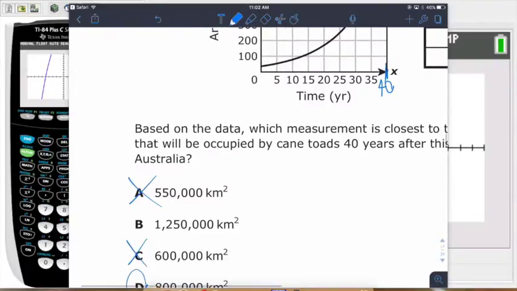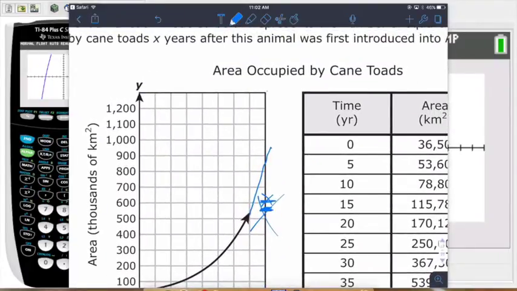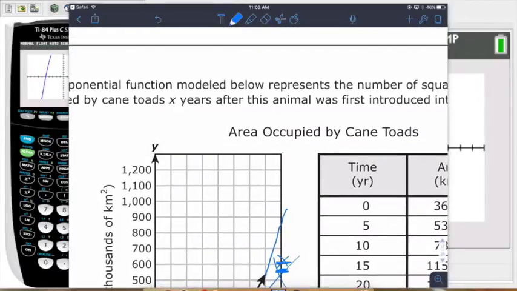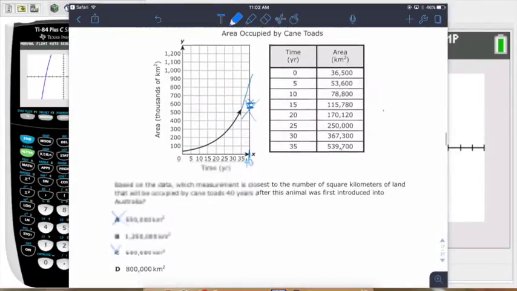Now the 1.25 million, that's going to be way up here. 1.25. Wait, was it 25? Yeah.